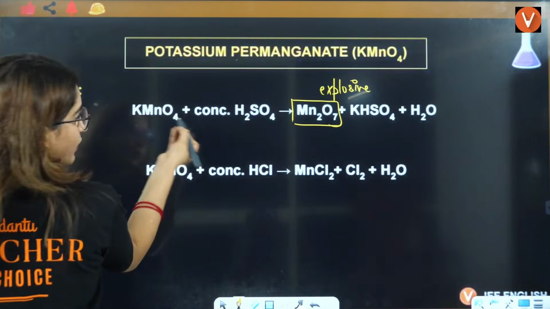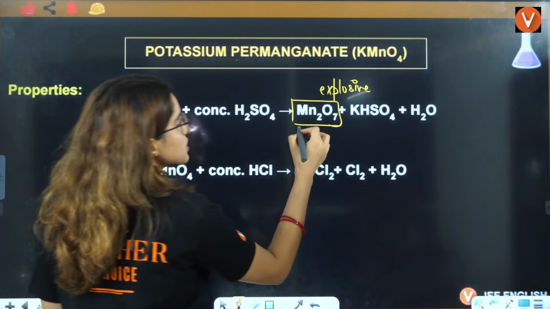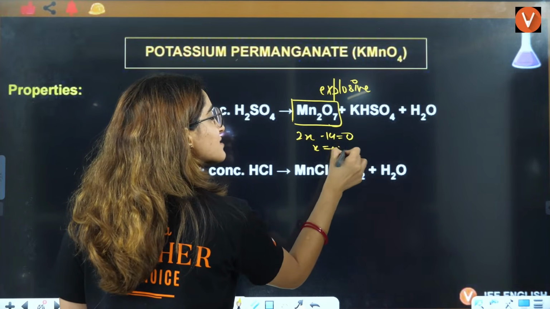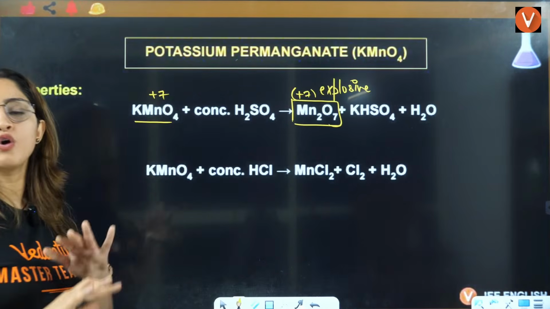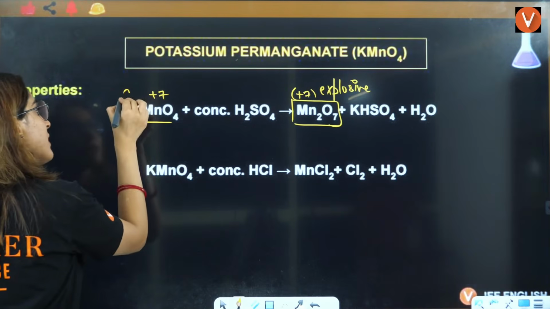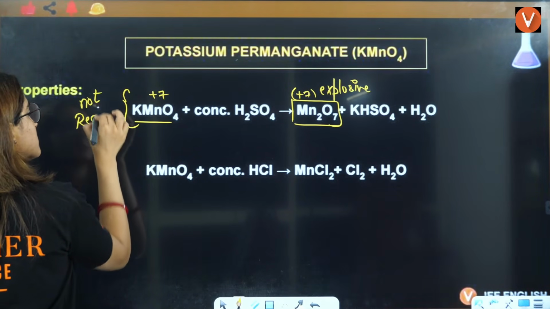And this, if you can see, try it yourself. This is +7 oxidation state. Can you see this? 2x minus 14 is equal to 0, so x is equal to +7. So here also the oxidation state is +7. There is no change in the oxidation state of Mn. That means Mn is not undergoing redox reactions.